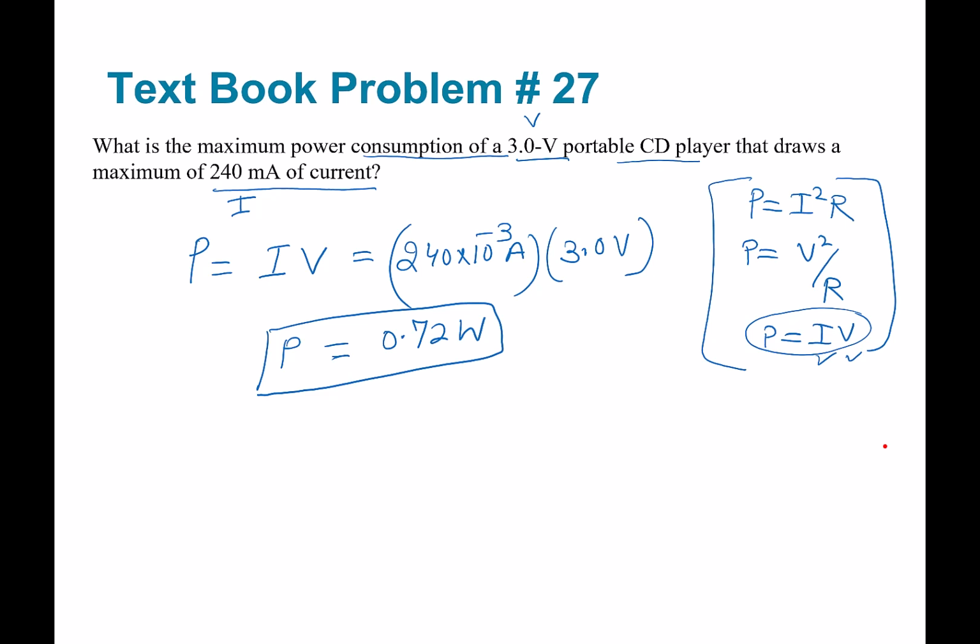Based on this, you can also go ahead and solve the problems based on power. The maximum power consumption of a 3 volt CD player, which draws a current of 240 milliamps. Remember, milli is 10 raised to minus 3. Milli is not mega. Mega is always used as capital M, and giga is always used as capital G. So you can solve this as a simple problem. Go ahead and substitute the values.